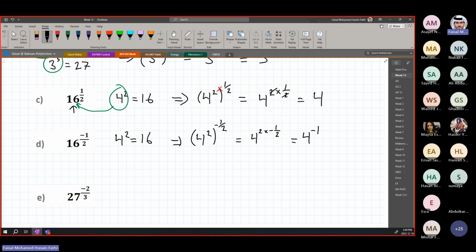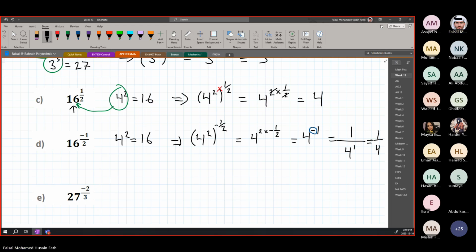What does 4 to the power of minus 1 mean? What did we do when we have a minus? When we have a minus over here, we convert it into the denominator. So 1 over 4 to the power of 1, or simply 1 over 4.